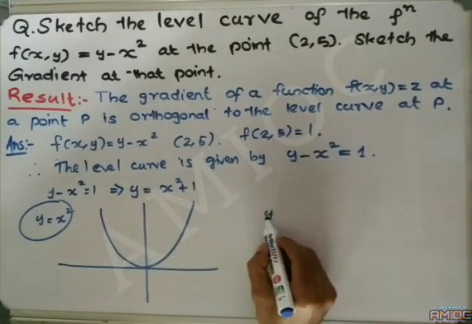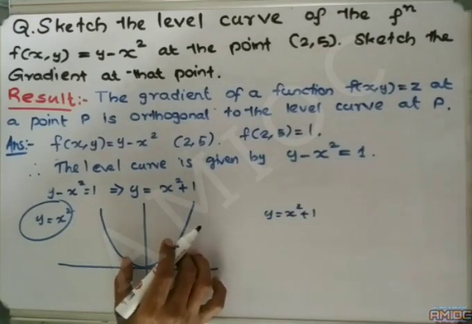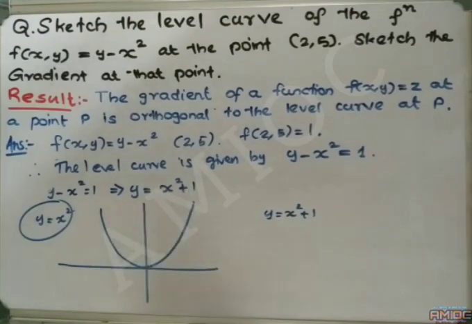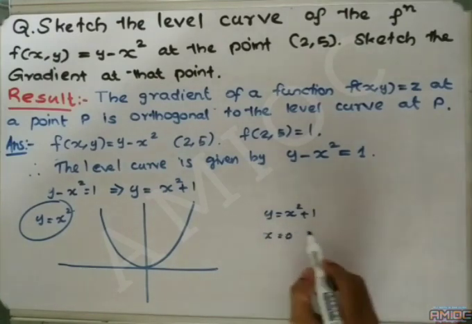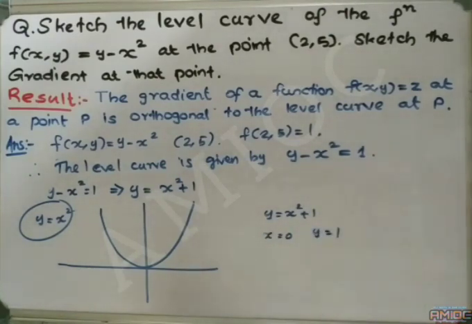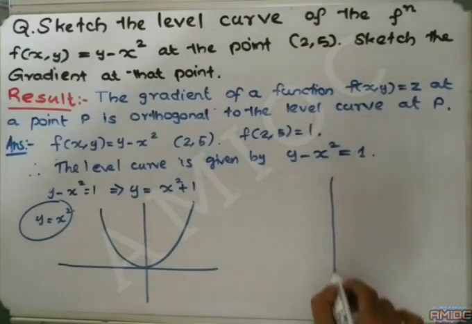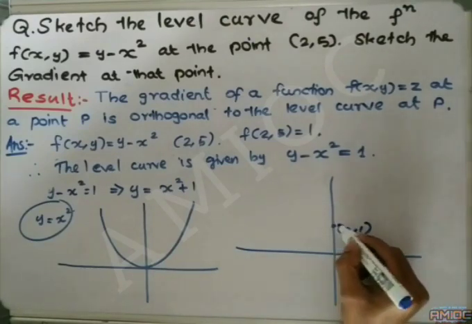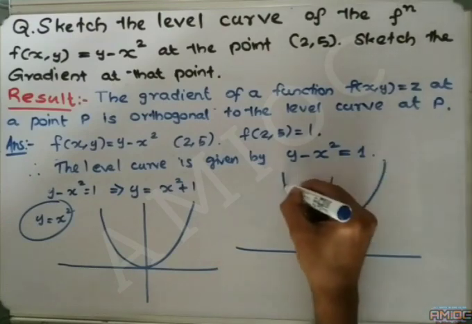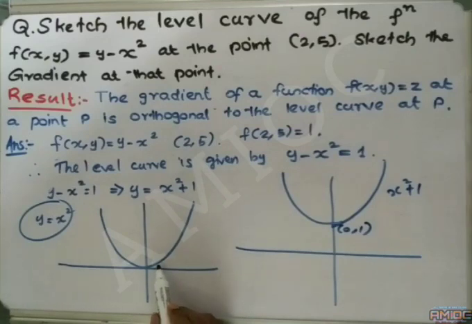What happens if y is equal to x square plus 1? Shift this parabola upwards 1 unit. That means if we put the value x equal to 0, then we will get y equal to 1. So that point is x equal to 0, y equal to 1. So we can plot the graph of x square plus 1 by shifting the parabola y equal to x square upwards by 1 unit.